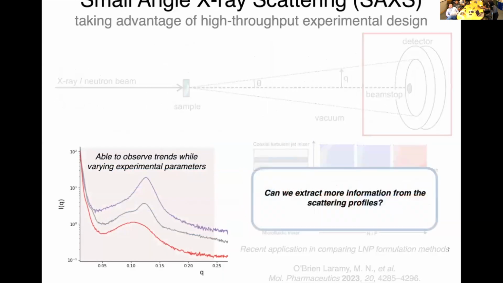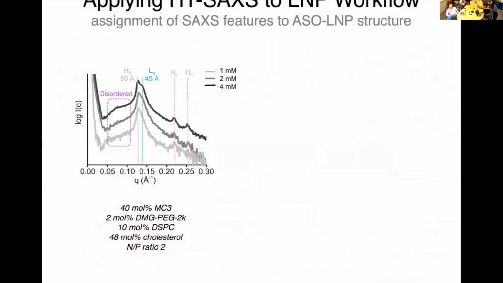So that was an example, but we were also interested in potentially extracting even more information from these scattering profiles as opposed to just looking at the peak centers and peak shifts. So that's where the next example comes in, and this was actually worked on by Mikhail, who's sitting right here, where we were able to apply high throughput SAXS to lipid nanoparticle workflow and start assigning more of those key features to the structures of these LNPs.